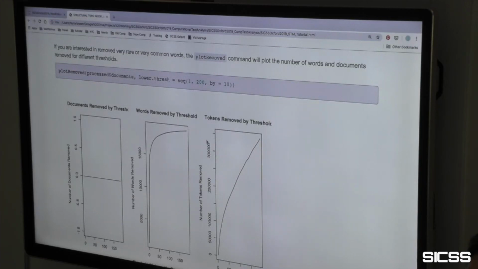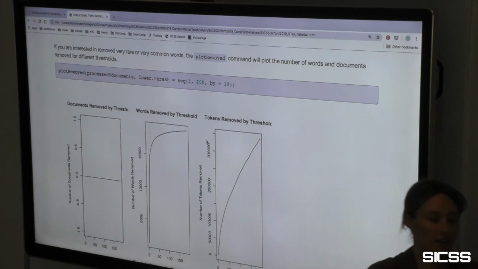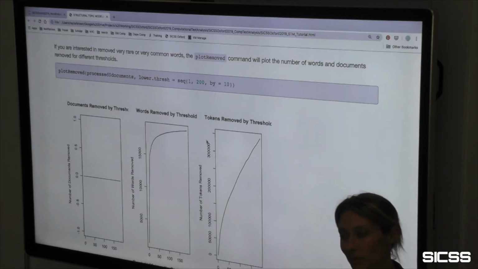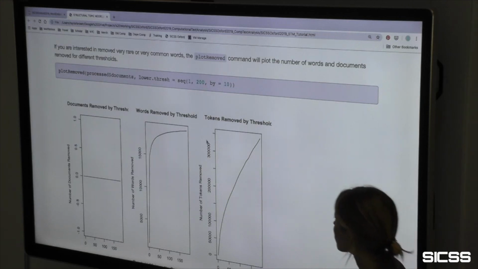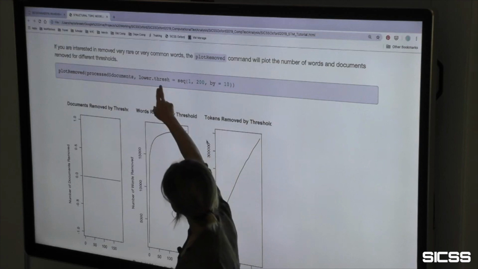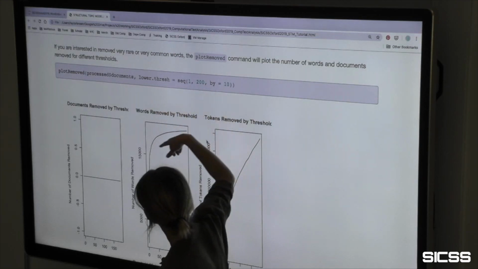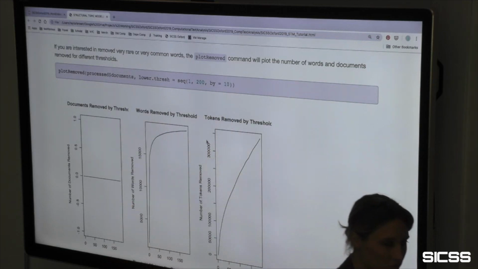STM has some cool stuff. There are a lot of words that maybe you don't want to analyze. There are stop words, of course, which you could just remove, or you could do it this way. If something occurs in like 90% of the texts, it's probably not particularly interesting, and I just want to take it out. So here what you're doing is saying, here's a threshold from 1 to 200 by 10, and it's the lower threshold, meaning I want to see how many words were removed.